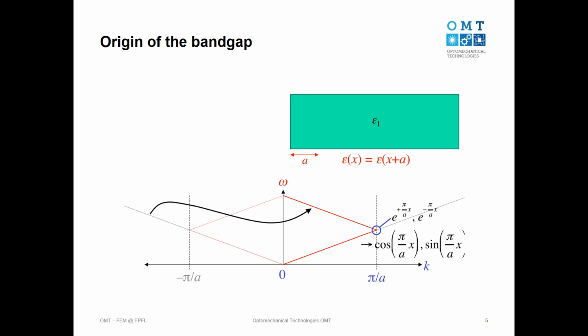And since you know that the electromagnetic modes, for one k, if you have several solutions, they should be orthogonal here.